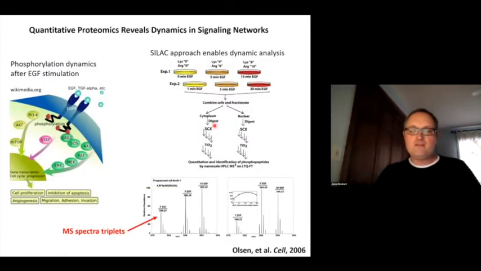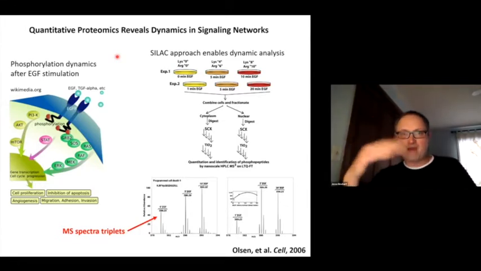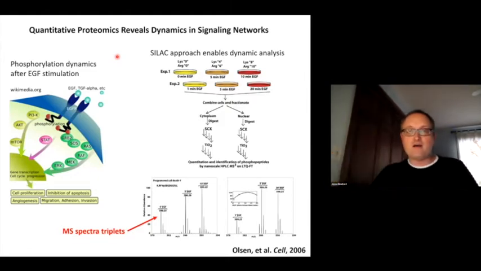So I'm going to return here to this example from an earlier paper from 2006, but this is still considered one of the major breakthroughs and sort of a classic piece of literature in the field about the first application of a labeling strategy to understand proteomics in a quantitative way. And this study in particular looked at how cellular signaling pathways could change over time in the presence of different ligands. So here, we're not going to go into the biology.